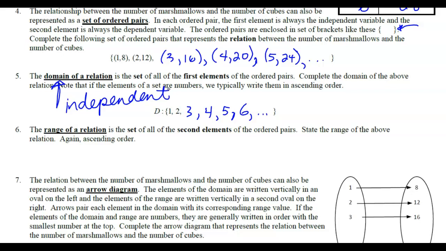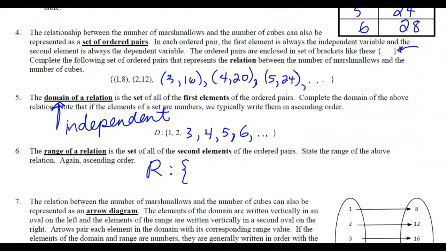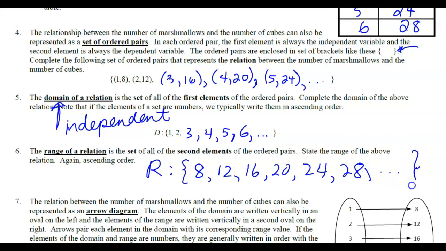Okay, so that's domain, and then the range, we use capital D, capital R, squiggly brackets, and what is the range? Our first value was 8, then 12, then 16, then 20, 24, 28, and on to infinity. Okay, following that pattern.